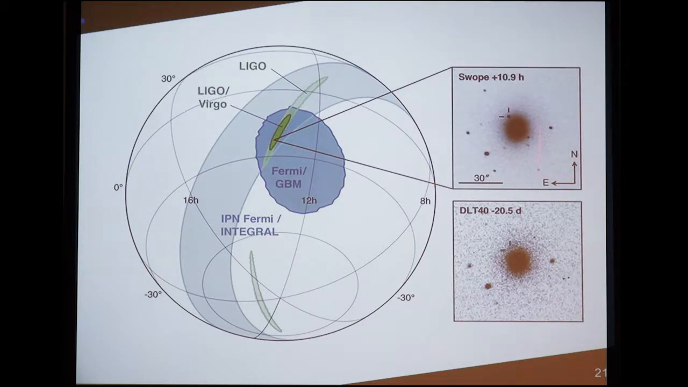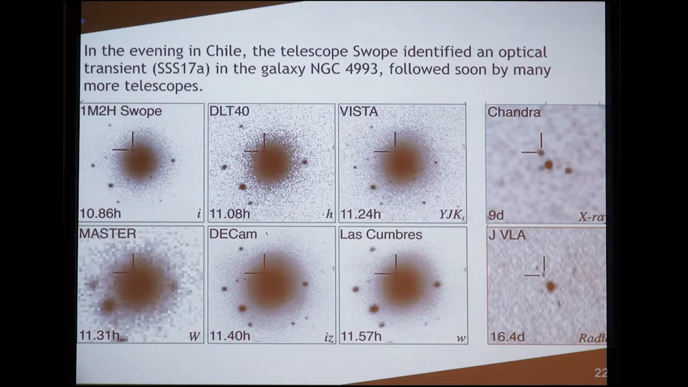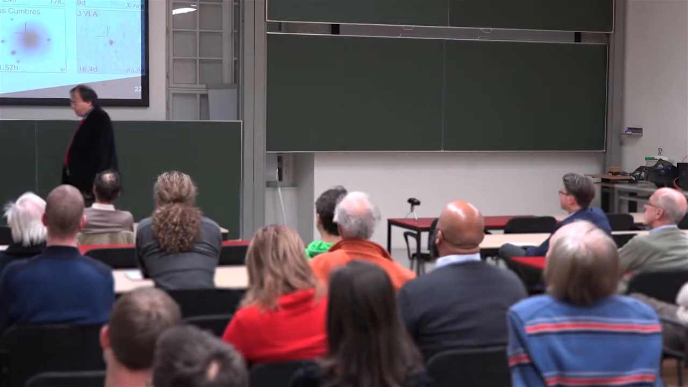And these are the first identifications of counterparts. This is the counterpart in this galaxy, NGC 4993. And so once this was found, many other instruments then were able to also identify the optical counterpart and follow it up for the next days.